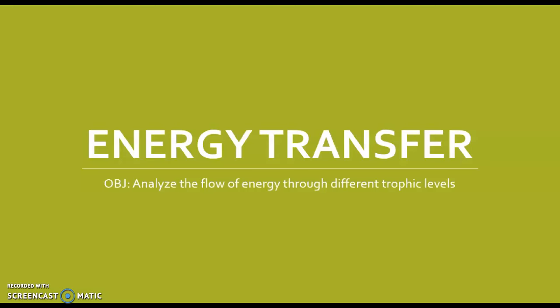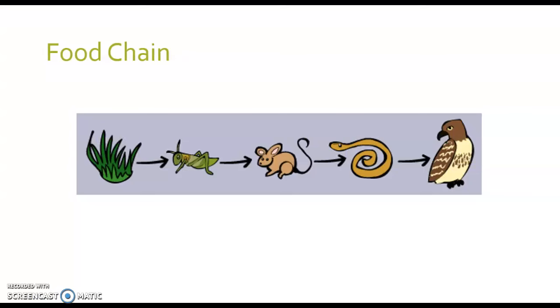Hey everyone, today's lesson is going to focus on energy transfer. By now, we've already learned what a food chain is, and so I've given you an example of a food chain. We know we always start with the producers, and the producers get their energy from, if you thought sun, you are correct. So producers get their energy straight from the sun when they undergo photosynthesis to create their food, which is glucose.